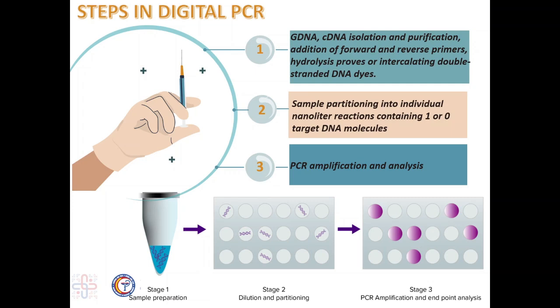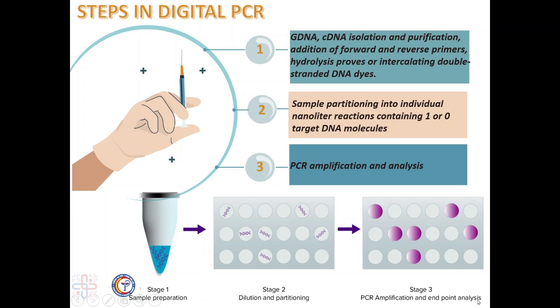But different to classical PCR, the 5' nuclease hydrolysis probe then anneals between the forward and reverse primers and includes a 5' fluorophore and 3' quencher. The hydrolysis probes increase sensitivity of the reaction. Second step is that dPCR partitions the sample mix into individual nanoliter reactions so that there are either 1 or 0 target DNA molecules in each partition. Third step is that, following partitioning, reactions are amplified using regular PCR cycle parameters.